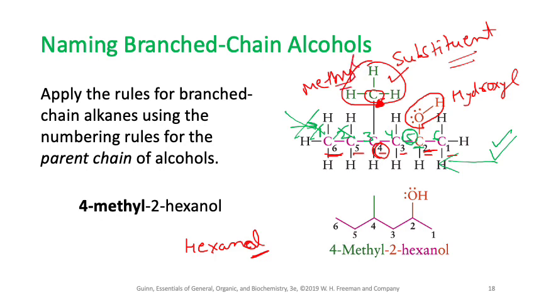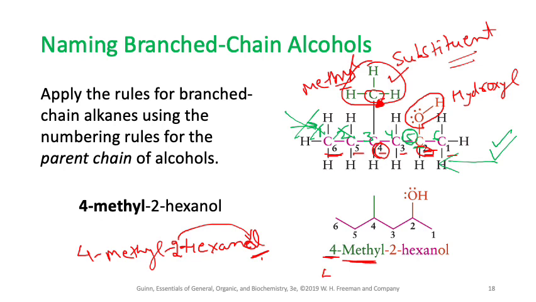So on the 4th carbon I have a methyl group, and then we can write 4-methyl hexanol. But we are still missing some important information here. The time I say hexanol, I know we have an alcohol group present in this organic compound, but where? If I don't write it, we assume it is on the 1st carbon. Is that the case in this compound? No. The OH group is present on the 2nd carbon. So you have to specify the location for the -ol too. So it's 4-methyl-2-hexanol.